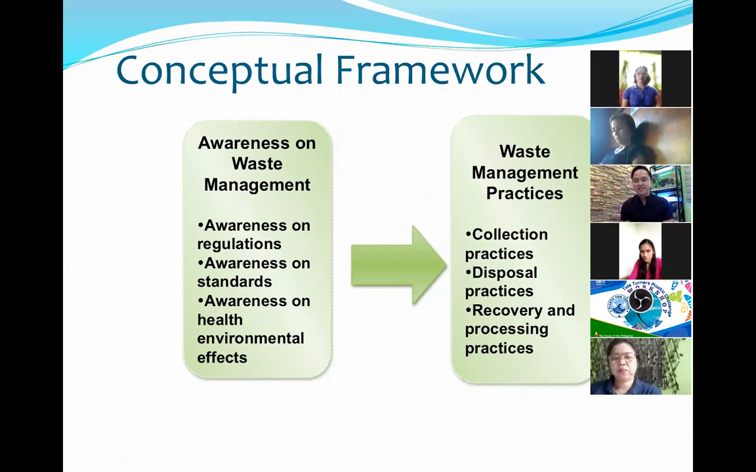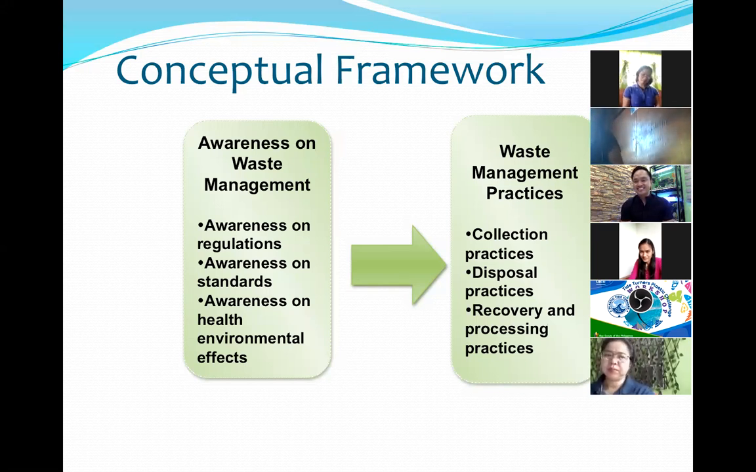O baka naman pwede nyo na akong tulungan sa number 2 question about DV. Any volunteer? Anyone? No one. O sige, ako na lang. Pwede mo, try po. Try, sige.